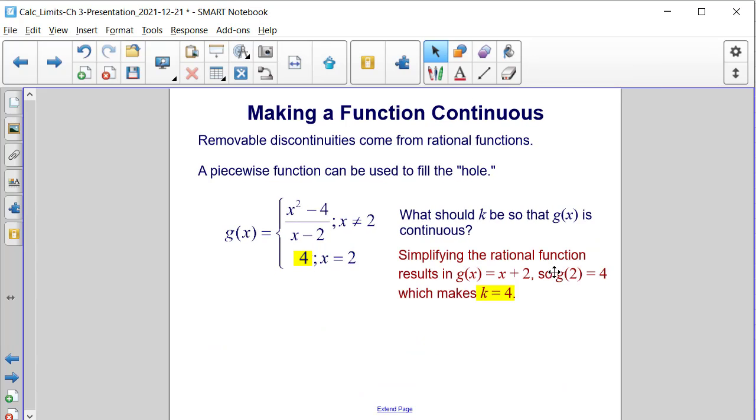And this slide verifies what we found, that the k value should be 4 for when x is equal to 2 in order to make this function be continuous. And we're filling the hole that occurs with removable discontinuities in rational functions to make it continuous.